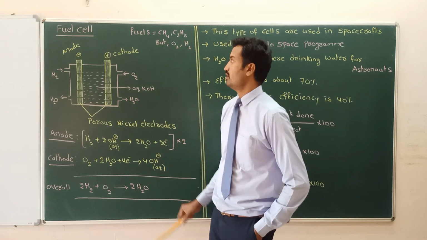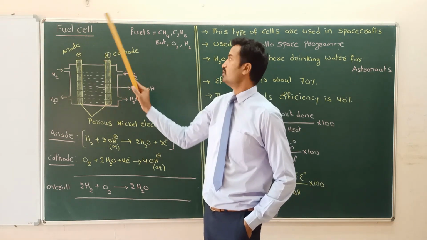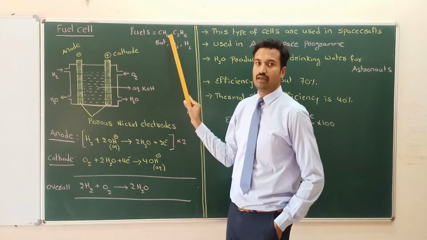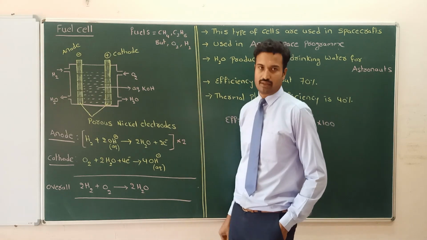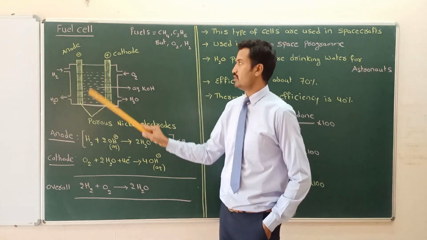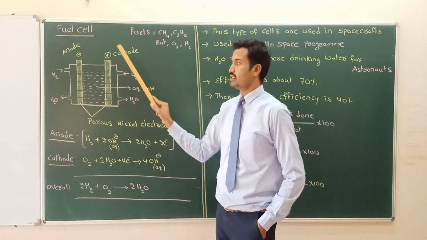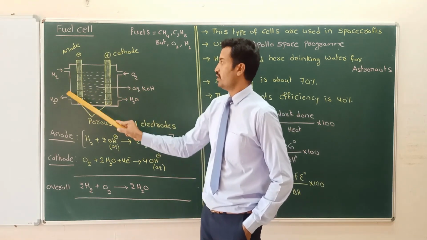Next we will see about the fuel cells. Here as fuel we can use methane, ethane, butane, or oxygen or hydrogen. Here we use hydrogen and oxygen. So this fuel cell is a hydrogen oxygen fuel cell. So see the construction of the fuel cell here.